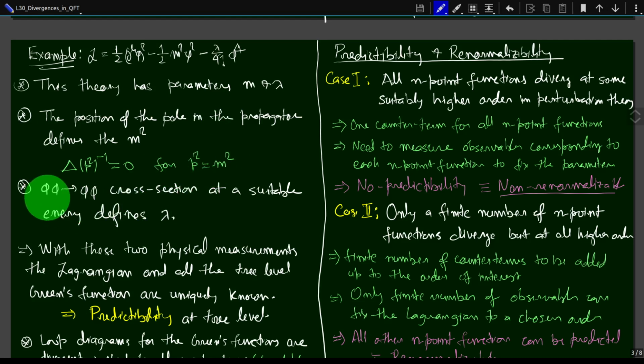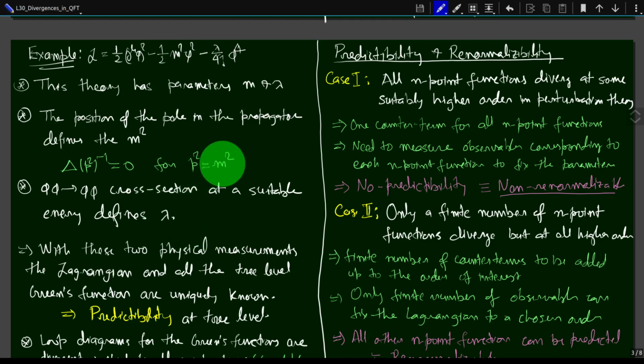Using a second measurement, which is the 2 to 2 cross section at a suitably chosen energy, that is related to lambda square, because this coupling matrix element is proportional to minus i lambda. We have seen this in some lectures. The cross section will be proportional to lambda square. So we measure the cross section experimentally and we fix lambda.